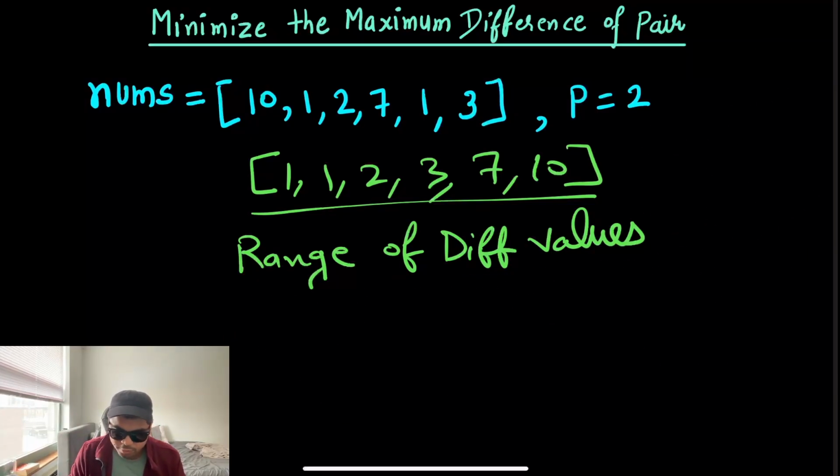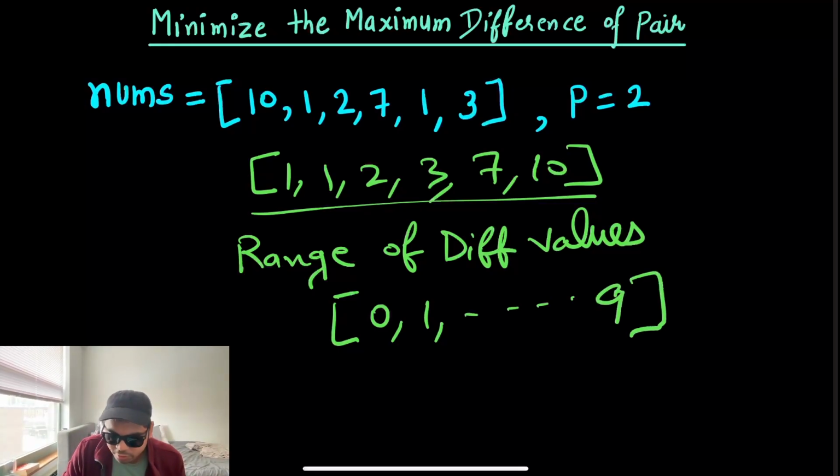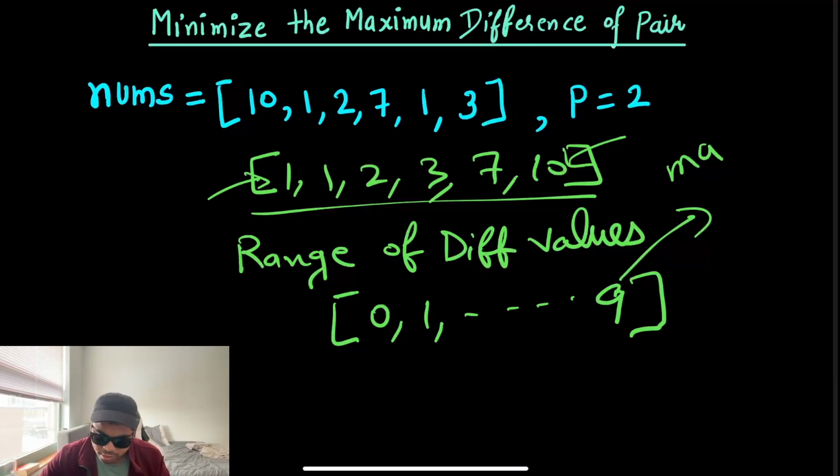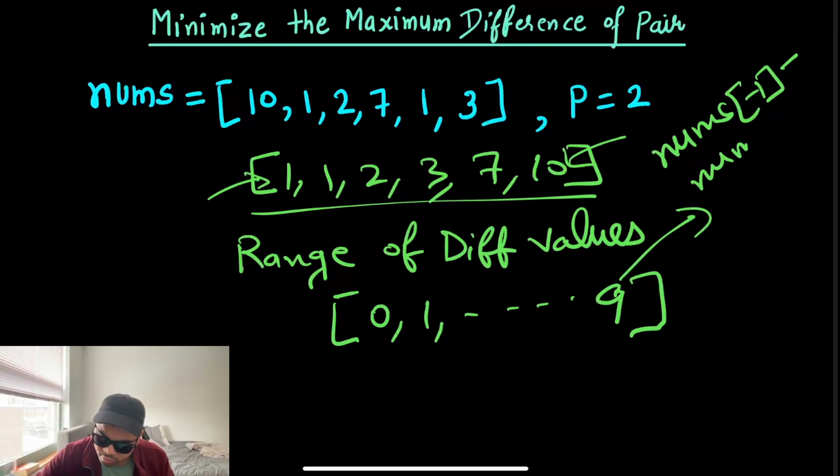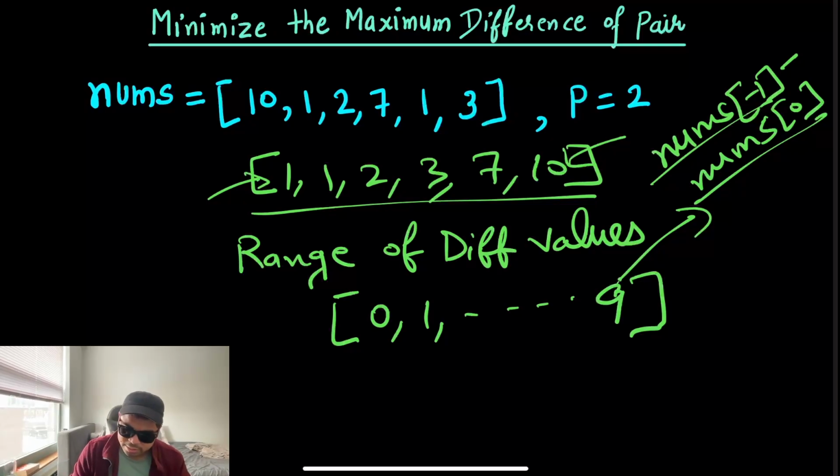Okay, how do we do it? We have this range that starts at 0, 1 and so on, and it goes up to 9 in this particular example, but usually this value comes from max being here and minimum being here. So even in a sorted array, you can say nums[-1], the last element, minus nums[0], the first element. I think that will give you this, and 0 remains 0.